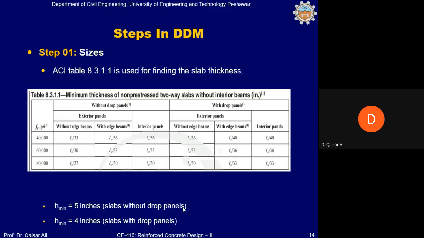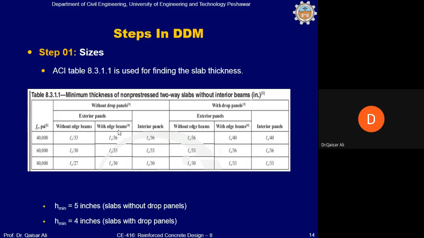Okay, if you look at this table, the heading of the table says that it is minimum thickness of non-prestressed two-way slabs without interior beams, which means that there are no interior beams. However, exterior beams, which are called edge beams, if they are there, then this table is still applicable. Then there are two main columns, without drop panels and with drop panels. You know what a drop panel is. Then further, without drop panels, there are exterior panels and interior panels. And in exterior panels, further two columns, without edge beams and with edge beams.